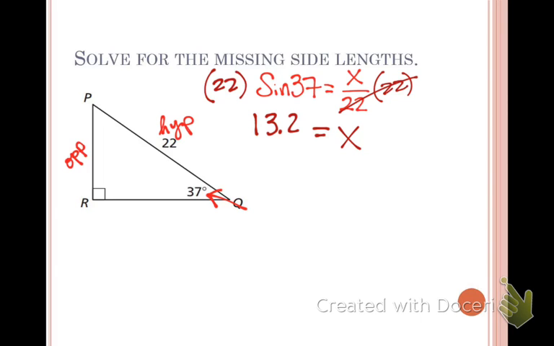13.2. So don't circle it, because we're missing two things, are we not? We're missing this side and this side, and it says solve for both the missing sides. So what was the name of this missing side? X. We named it X.